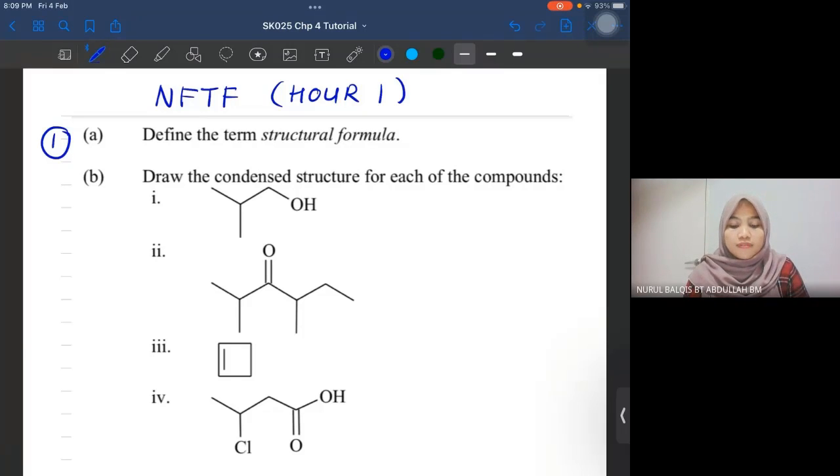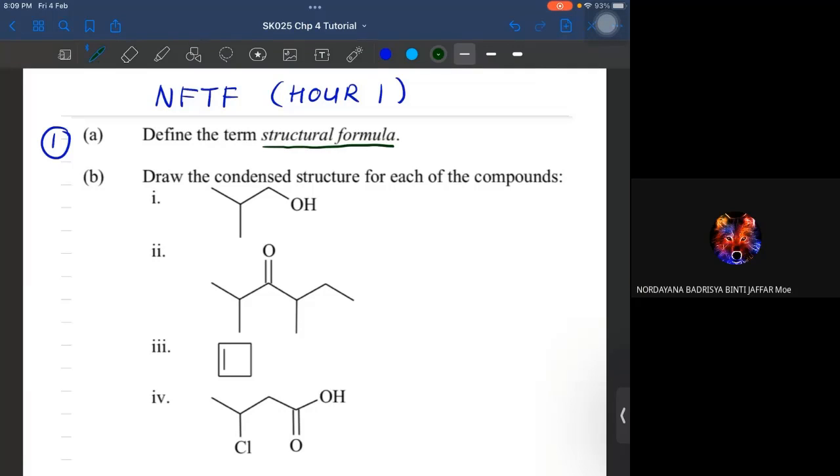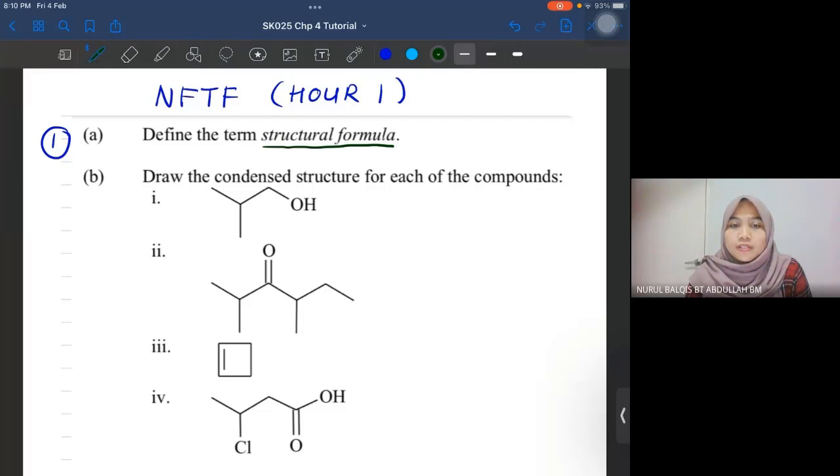So starts from non-face to face, first hour. The questions ask you to define the term structural formula. So what is meant by this structural formula? Apa yang awak tahu dari perkataan structural formula tu? What is this structural formula? So number of atoms, their relative placement and the bonds between them. Okay, maksudnya dia adalah formula yang show how the atoms in the molecule are bonded to each other lah kan, kiranya. Nak tengok the bonds, right?